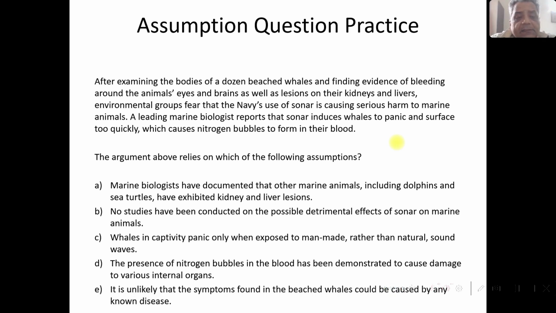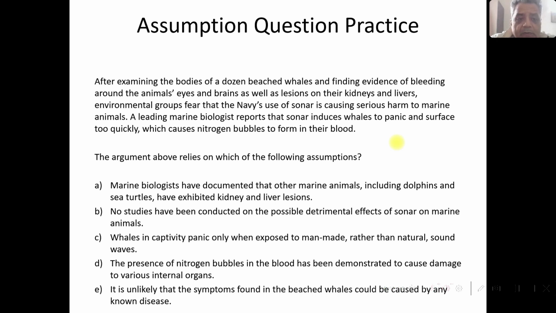So the first option says marine biologists have documented that other marine animals including dolphins and sea turtles have exhibited kidney and liver lesions. So just because marine biologists have documented that other marine animals also have exhibited kidney and liver lesions, does that actually point to sonar being the culprit? Obviously no. So we have to eliminate this option.